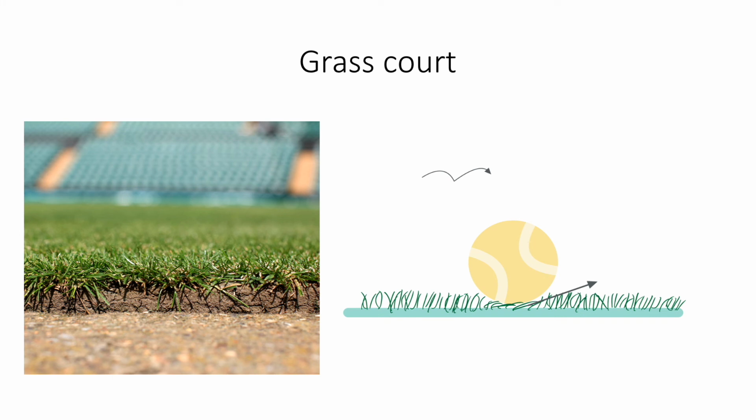Upon impact with the grass, the ball bends the individual blades of grass, leaving low friction. That way the ball keeps most of its initial velocity and exits at a lower angle, leaving a much lower bounce. And this is why points on grass last shorter, because with the ball going at a faster speed and bouncing much lower, it's more difficult to return the ball.